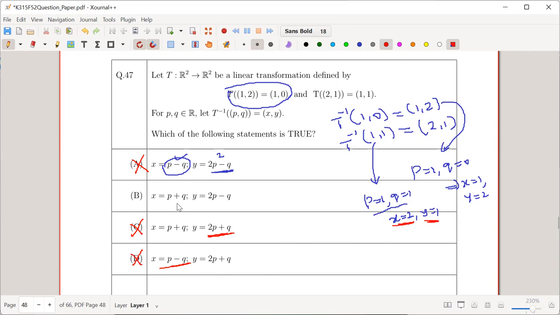Therefore, if we substitute here, p equal to 1, q equal to 1, we get x equal to 2. And if we substitute p equal to 1, q equal to 2, we get y equal to 1. This is satisfied. This is also satisfied. If we substitute p equal to 1, q equal to 0, we get x equal to 1. Therefore, the correct statement is the second one. Okay, this is simple. You just have to substitute the values, and you get it.